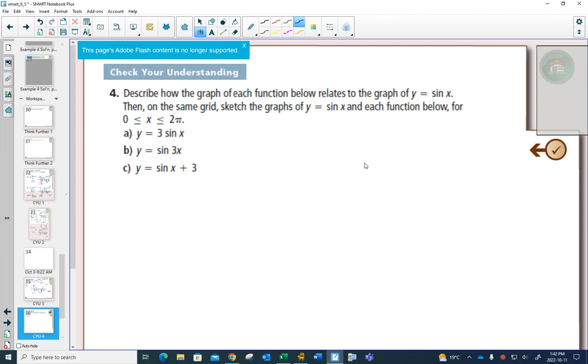We're going to skip A. We're going to skip B, because we've done those already. Can you see A would have an amplitude of 3, but the period wouldn't change. Only your y values would change. Can you see that B would change your period? You have a horizontal compression by 1/3. Your period would be 2 pi over 3.